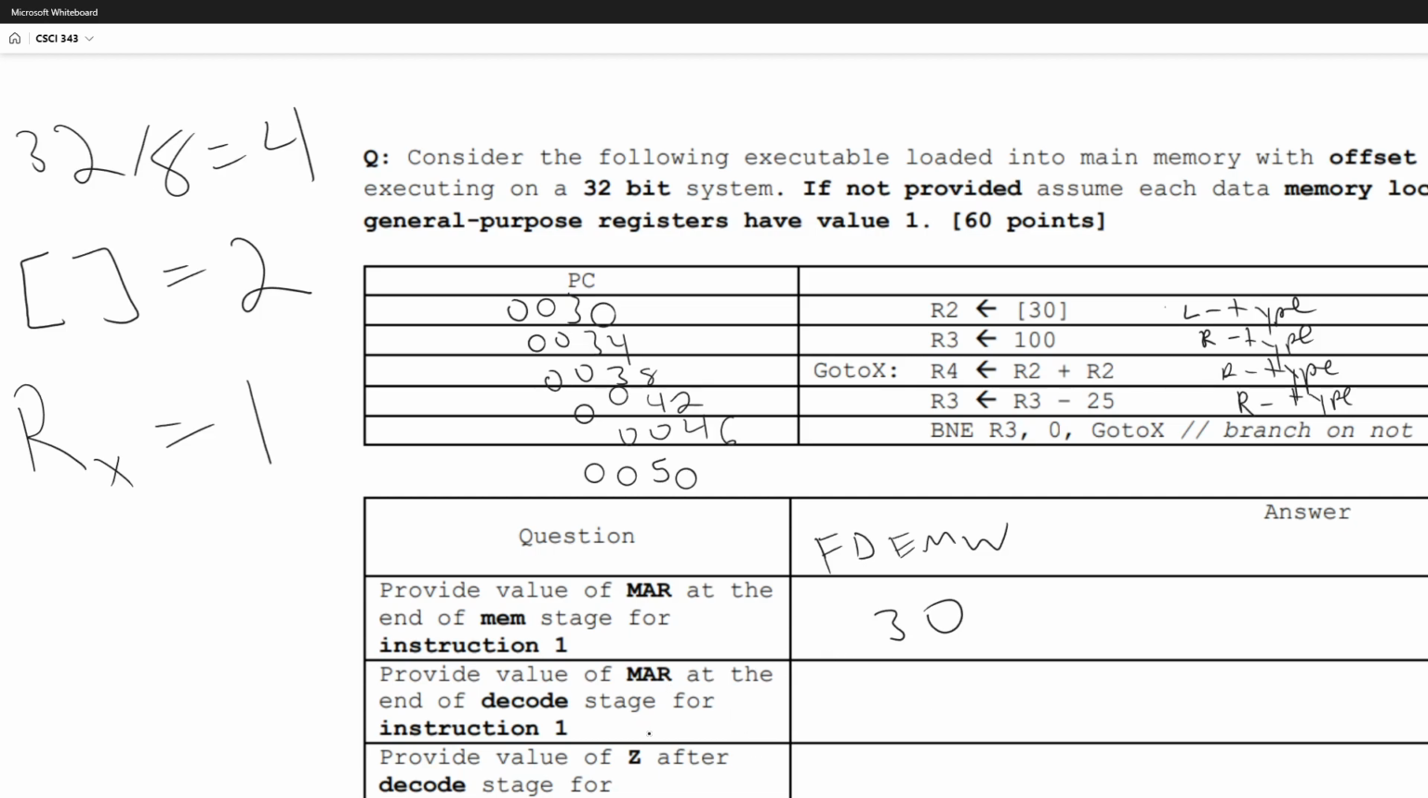Provide value of MAR at the end of decode stage for instruction 1. Well, the PC is at 30. So during decode stage, it reads from the IR, and the IR will also have 30 for the current instruction.